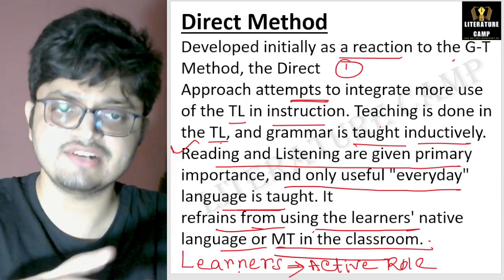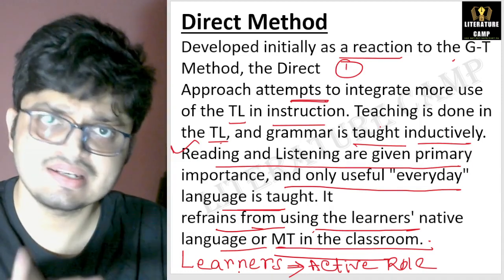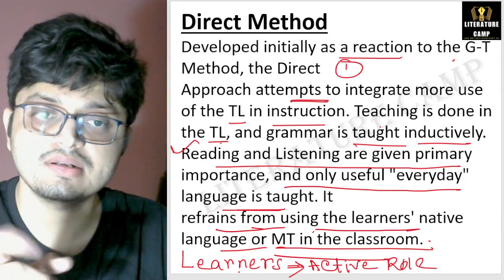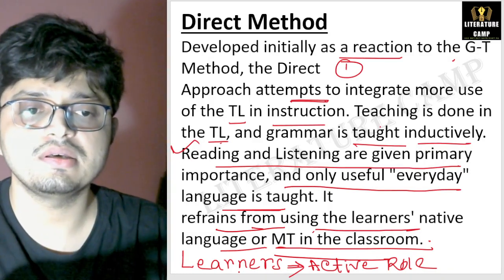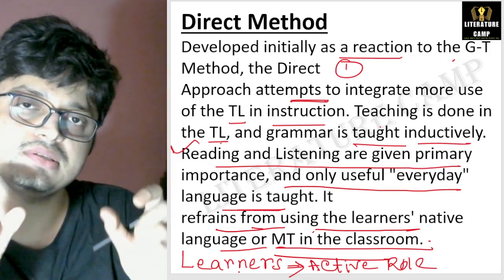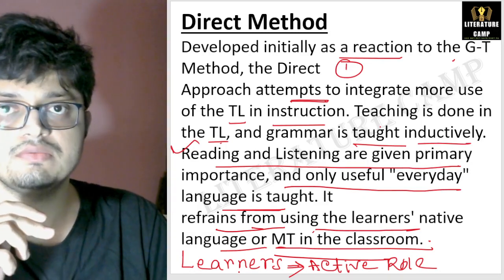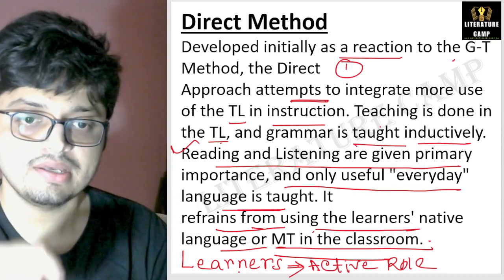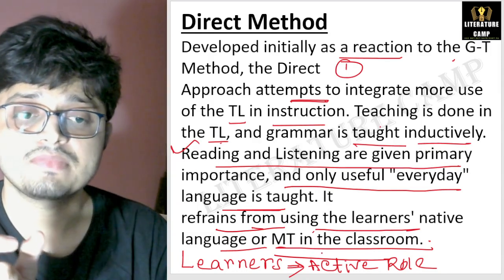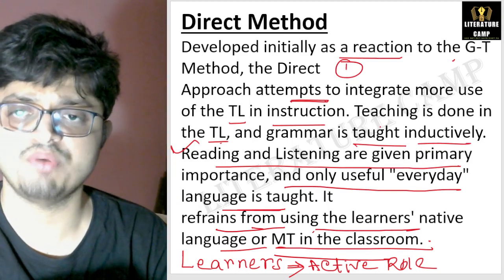Let me just summarize what I have said so far. In the direct method, teaching is done in the target language, that is TL. Grammar is taught indirectly or inductively. Reading and listening are given primary importance, right? Secondly, this method is used for communicative English, for daily usage. It refrains from using learners' native language or mother tongue in the classroom. So please make a note of this information. It is very much important.